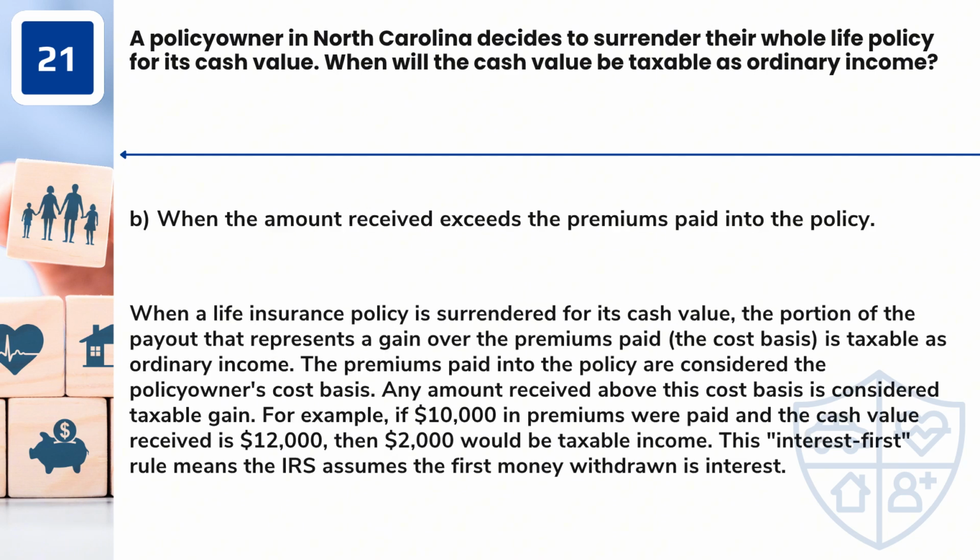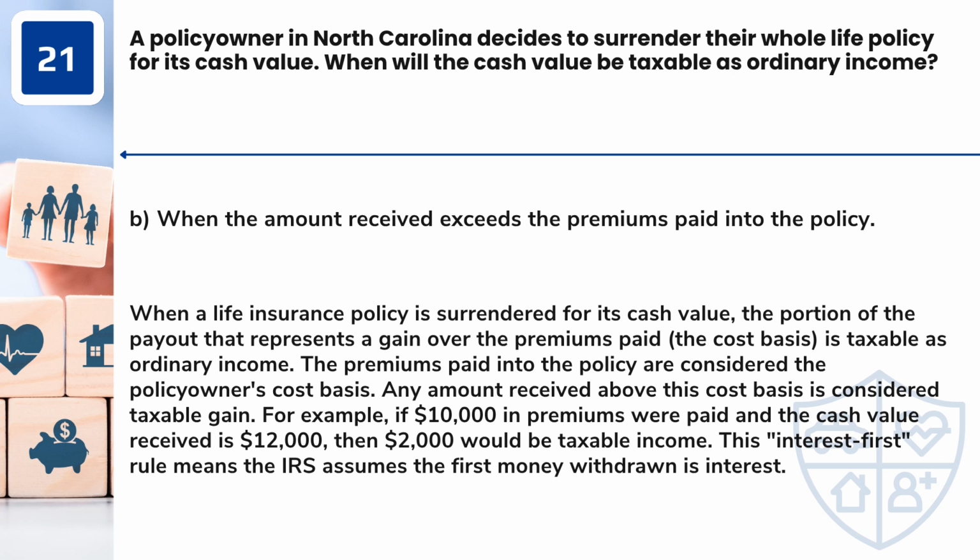Answer: B. When the amount received exceeds the premiums paid into the policy. When a life insurance policy is surrendered for its cash value, the portion of the payout that represents a gain over the premiums paid, the cost basis, is taxable as ordinary income. The premiums paid into the policy are considered the policy owner's cost basis. Any amount received above this cost basis is considered taxable gain.